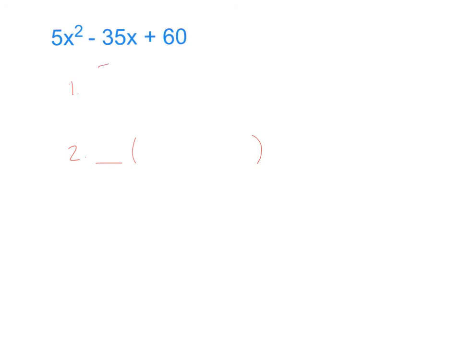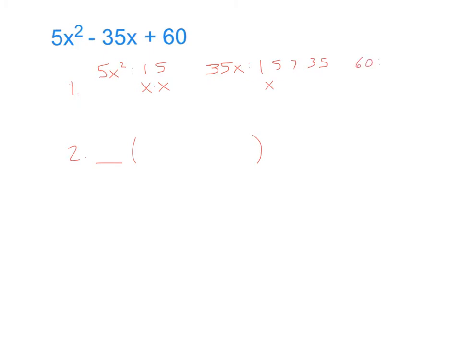So our first term is 5x squared, and we will list our factors of 5, which are 1 and 5, and then we have x times x. Our second term is, again, we don't have to worry about the negative, 35x. 35 is 1 times 35, and then 5 times 7, and we have an x. Our third term is 60, and 60 has more factors.